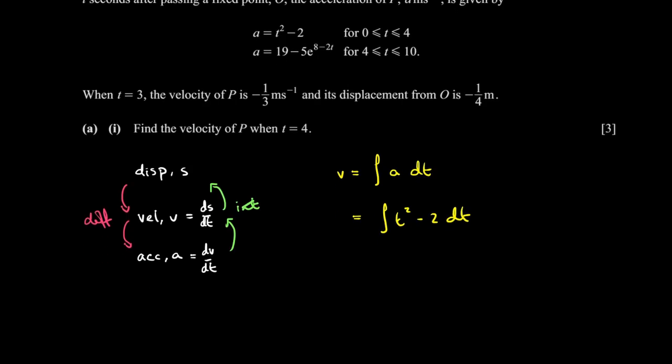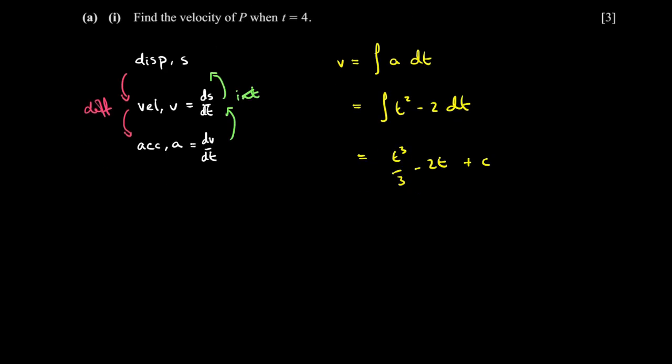And if we integrate that, then we get t cubed upon 3 minus 2t plus some constant. And we're told in the question that when t is equal to 3, the velocity is negative a third. So we can substitute in: when t is equal to 3, v is equal to negative a third. So negative a third is equal to 3 cubed over 3 minus 2 times 3 plus c.